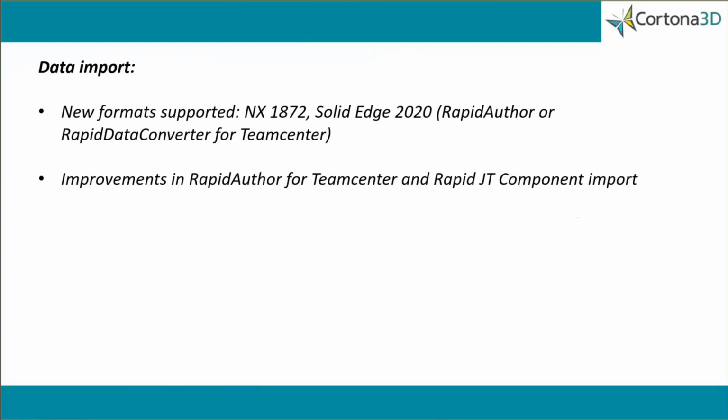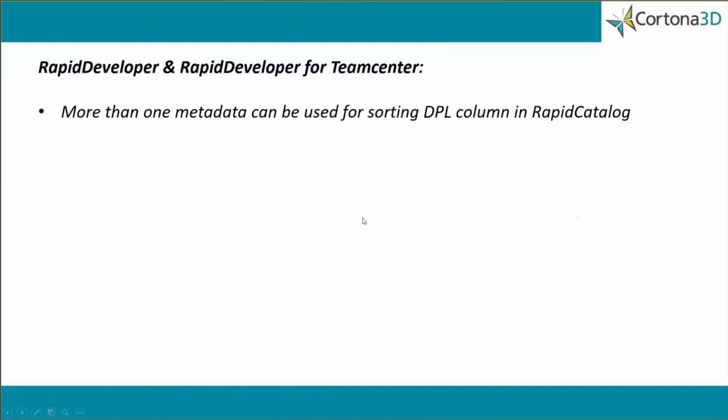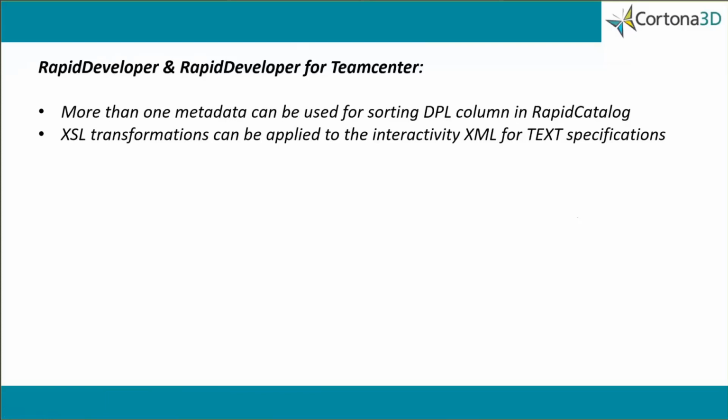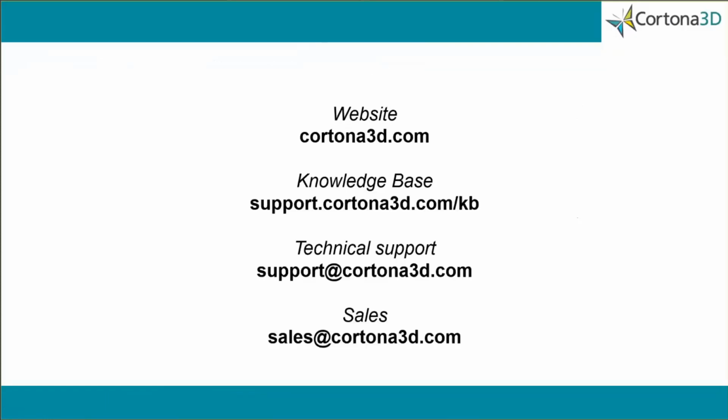Improvements in RapidAuthor for TeamCenter and Rapid JT component for those who use JT formats. And in terms of Rapid Developer for TeamCenter, we added a new functionality that allows to specify more than one metadata for the purposes of DPL column sorting in user interface of a Rapid Catalog. And secondly, it is also possible to apply XSL transformations to text specification components. This concludes the summary of major and not so major features in this release.